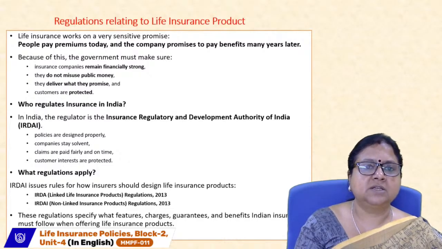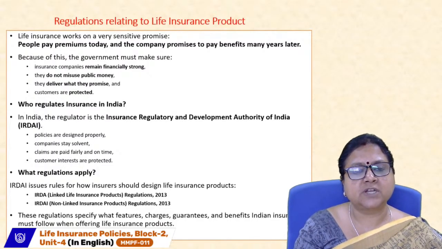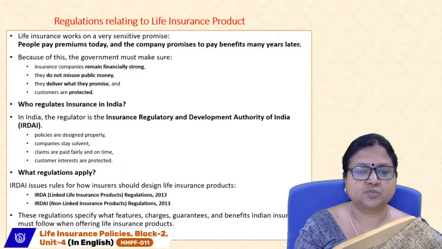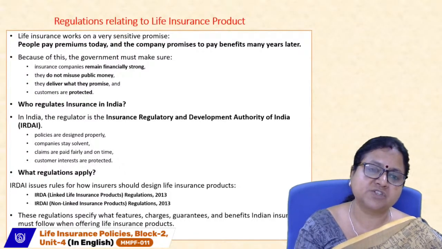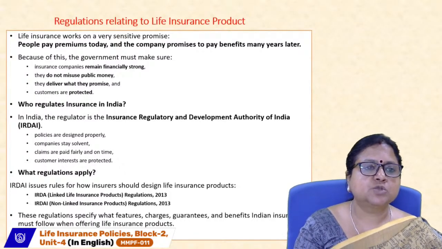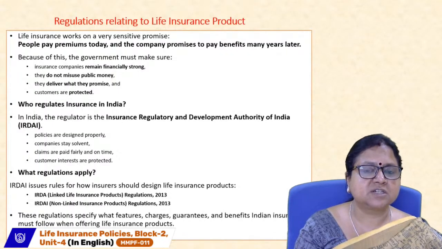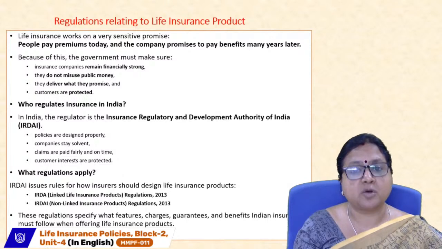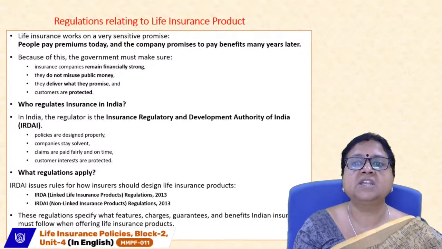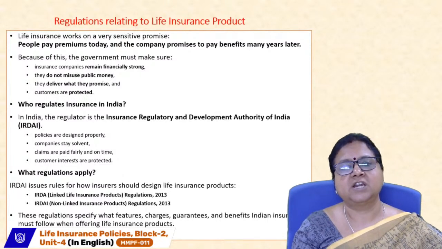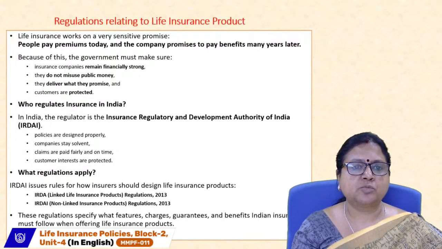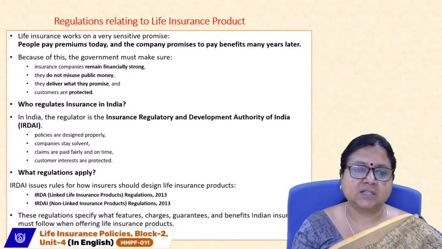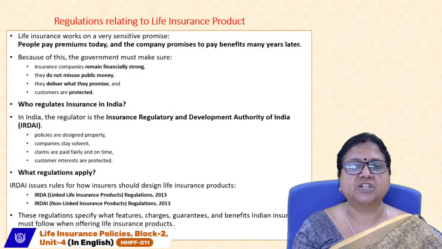Now moving on to the regulations of life insurance products. We have also discussed this regulation in the previous unit. Life insurance works on a very sensitive promise. People pay premiums today and the company promises to pay the benefits many years later when they are in trouble. Because of this, the government has to make sure that the insurance company remains financially strong.